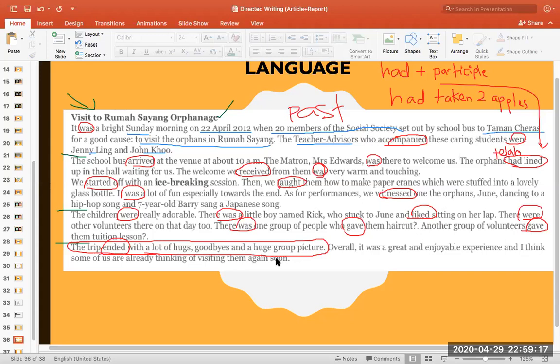ada sikit passive juga lah sini. The trip ended with a lot of hugs. Oh, tidak passive sini. But okay, you get what I mean? Dia satu kali dia bagi tahu apa yang telah berlaku di hujung tu. Okay, then dia bagi satu, overall it was a great and enjoyable experience. I think some of us are already thinking of visiting them again soon.